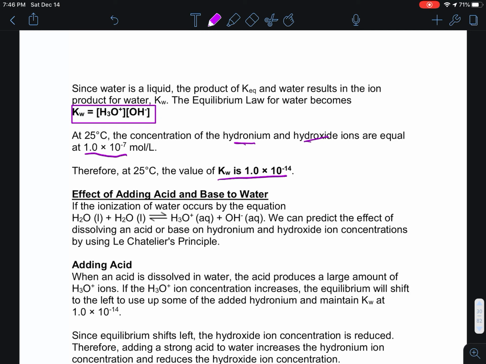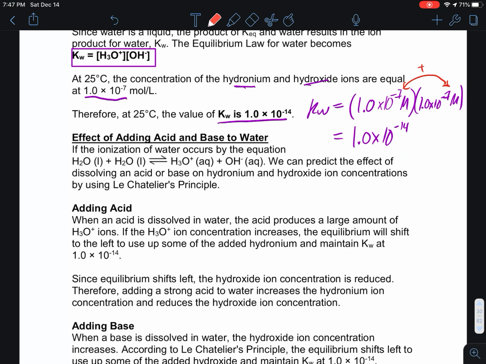And so this means that if you were to complete this equation with the value I just gave you, 1.0 times 10 to the negative 7 molar, then you would find that Kw is 1.0 times 10 to the negative 14. On the math side, we do see that there is a negative 7 and a negative 7, and under exponent law, we just add those together. So that's why it becomes negative 14.